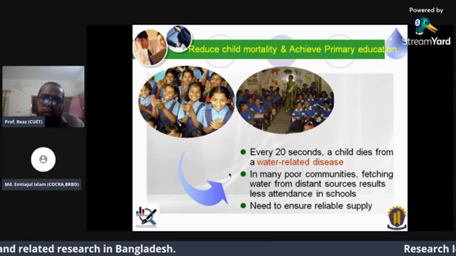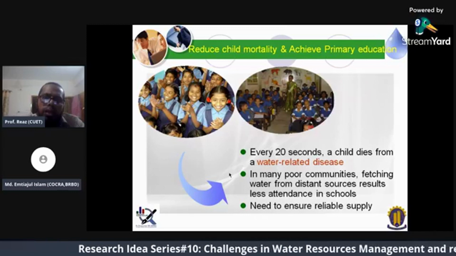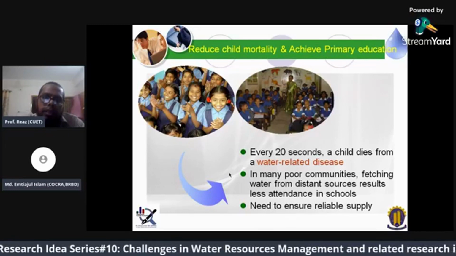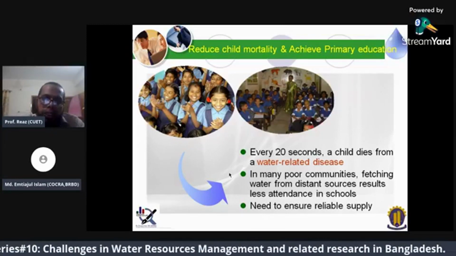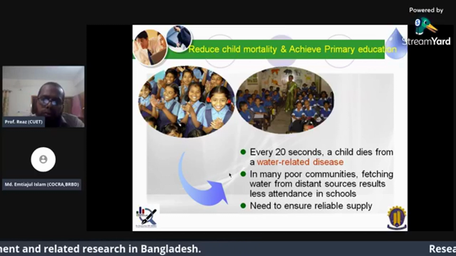In many poor communities, fetching water from a distant source results in much lower attendance in school. So again, if you want to ensure school attendance, you must ensure water supply at every house.